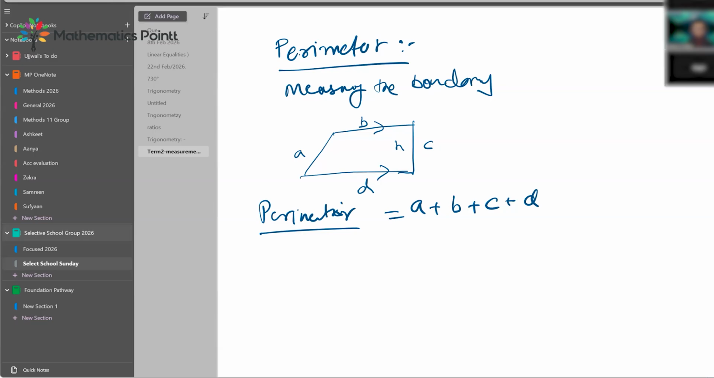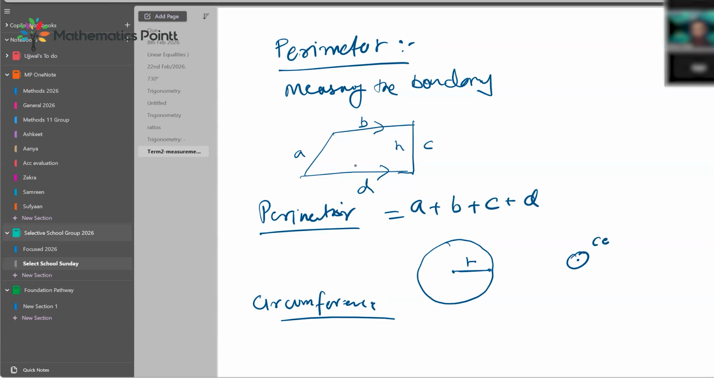Perimeter is given a different name when it is a circle. Let's say I have a circle with radius r. The perimeter of the circle is called circumference. You all know that. The short form of circumference that I use is a dot and a CE on top. That's my way of writing it. Get used to it, right? Not many teachers use it.